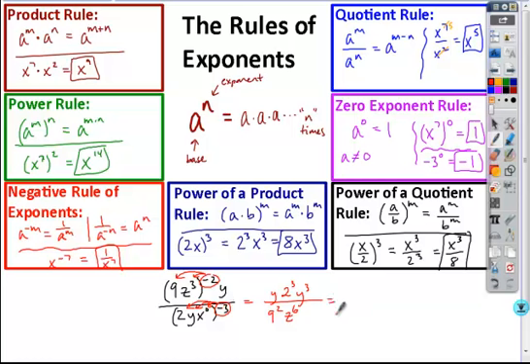My final step would be to simplify everything I have. So 2 cubed is 8. Y times y to the 3rd is my product rule. I have the same base, so I add their powers. The unwritten power is a 1, so 1 plus 3 gives me y to the 4th, all over 9 squared, which is 81, z to the 6th. And this would be my solution.